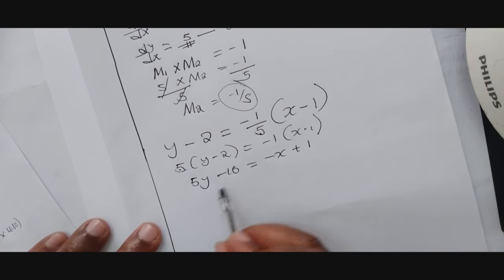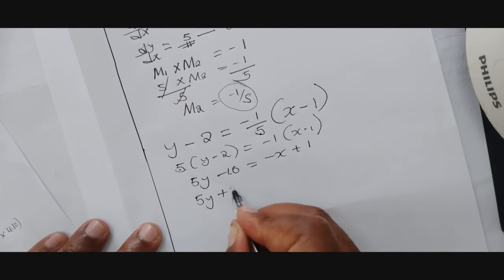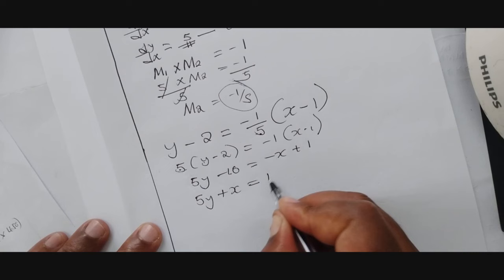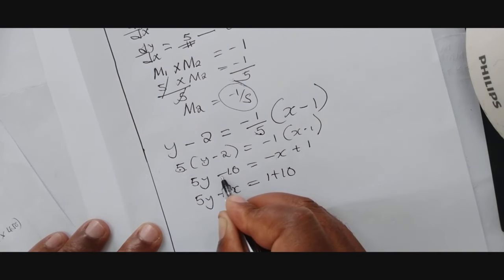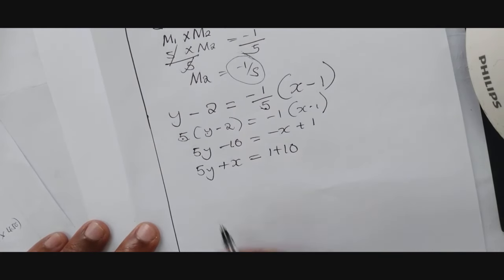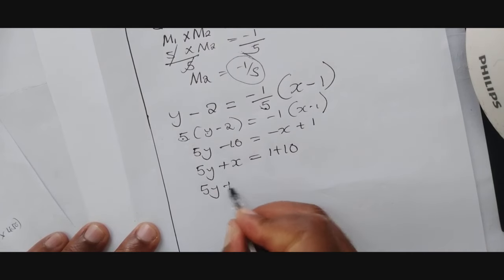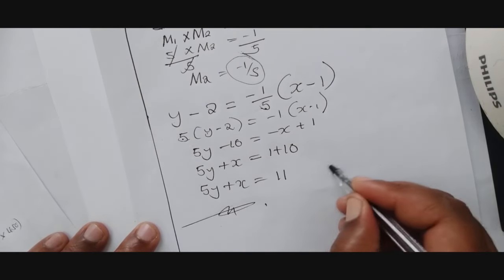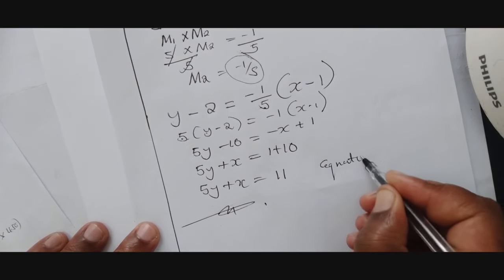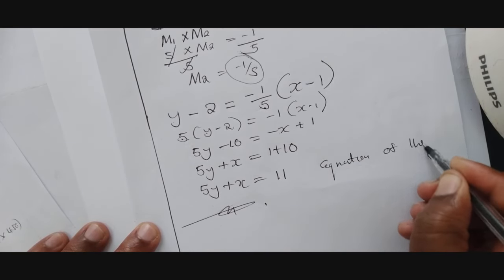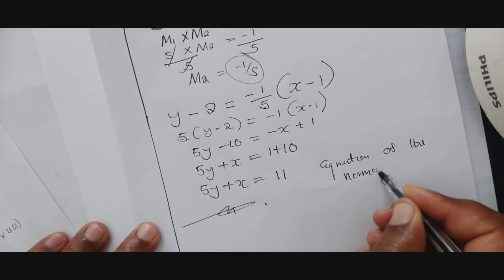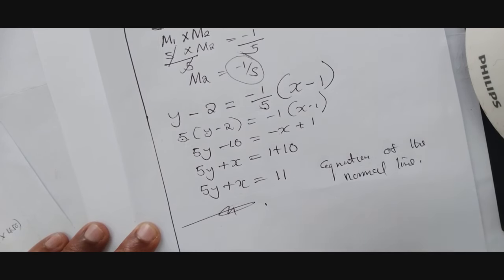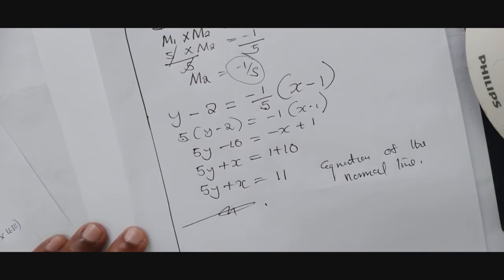Okay? So we can take this one to the other side. So you can say 5y, even this coming here, it will be plus x is equal to 1 plus 10. Because this is negative, it becomes positive. So say 5y plus x is equal to 11. And this is the equation of the normal line. All right? Okay, thanks so much.